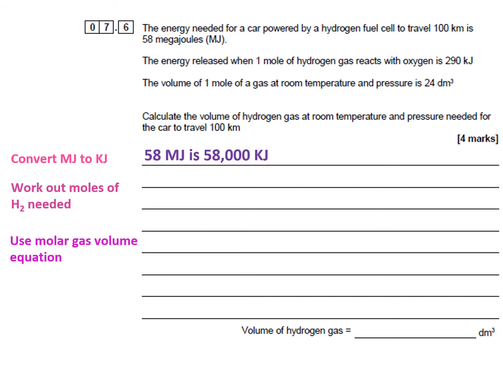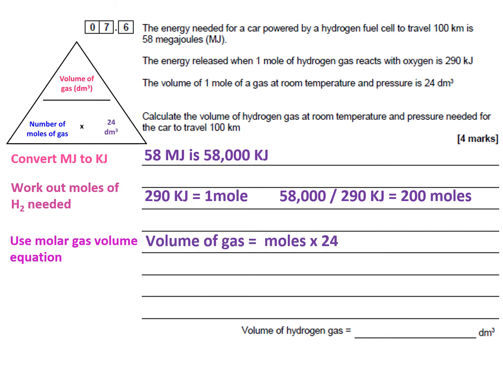So 58 megajoules is 58,000 kilojoules. From the question, it tells you that 290 kilojoules is what's produced when we have 1 mole of hydrogen gas. So we have 200 moles of hydrogen gas here, 58,000 divided by 290. If we've got 200 moles of gas, we know that 1 mole of gas is 24 litres or 24 decimetres cubed. So we simply need to multiply our 24 by 200 to get 4,800 decimetres cubed.